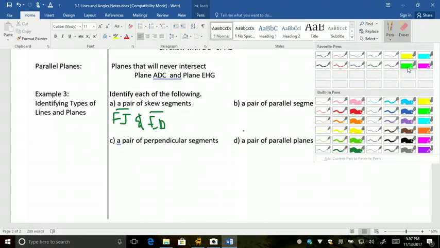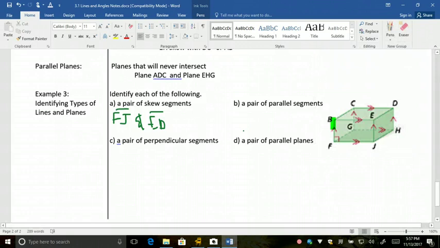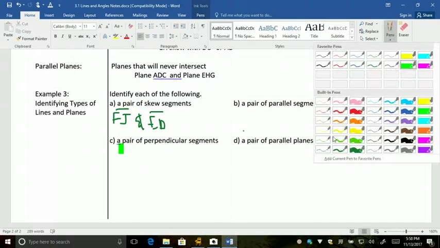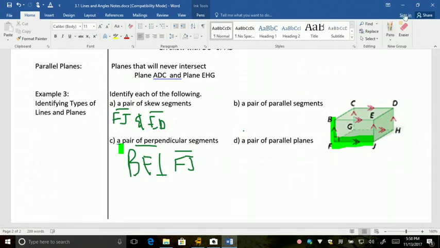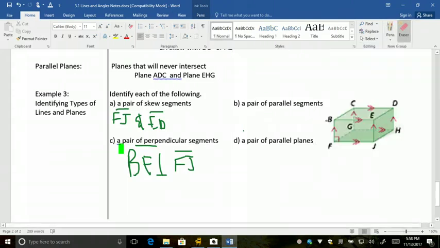The only perpendicular segments in this picture, there's only one right angle marked, are BF and FJ. So you can only say BF and FJ for letter C. And make sure you put the bar on top. So BF and FJ are perpendicular. There's nothing else in this picture that's marked with a right angle. Now, because of the parallel lines, there will be other right angles. We haven't proven that yet, and if you're going to say that, you have to be able to justify it.